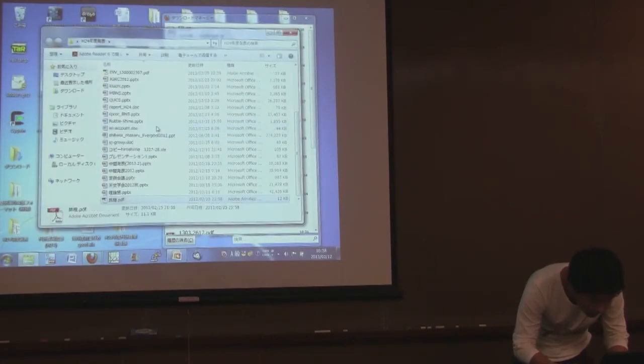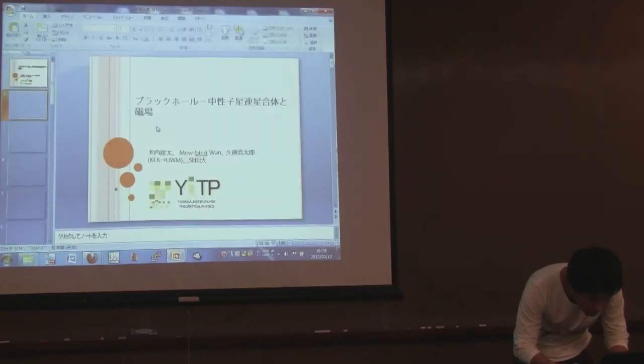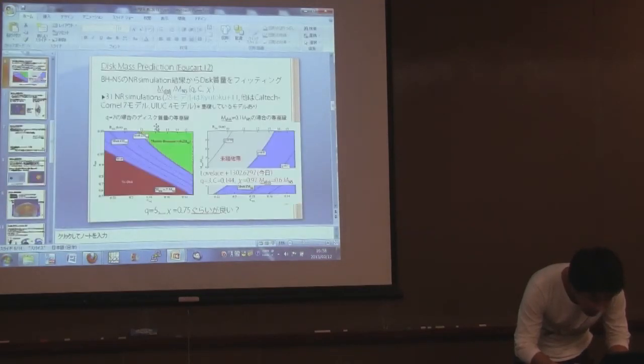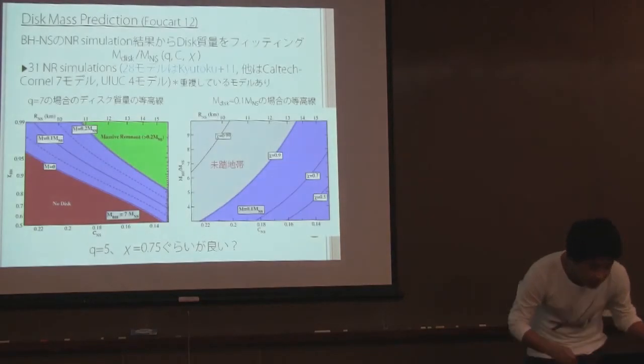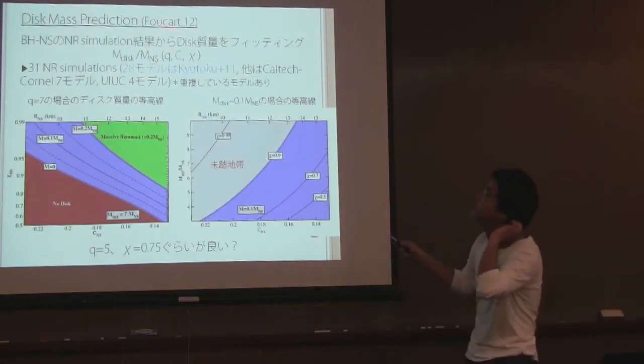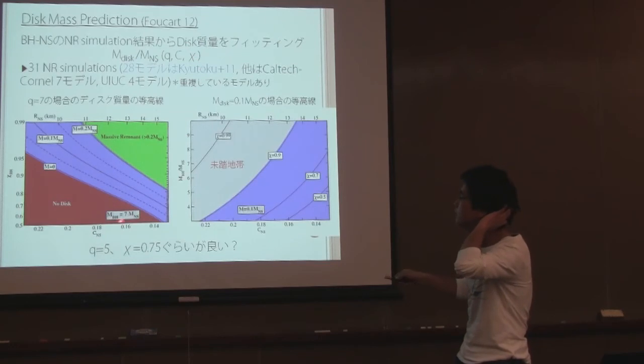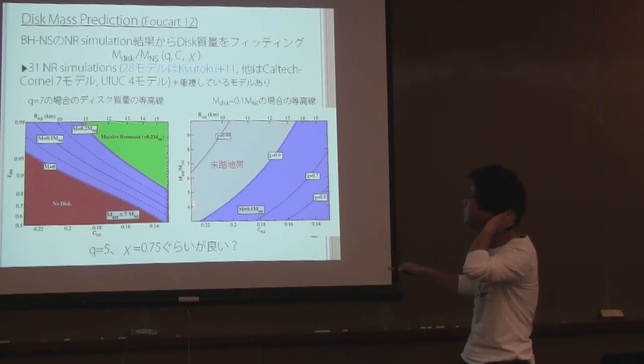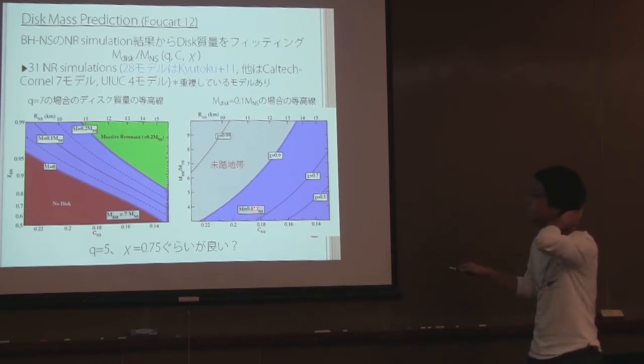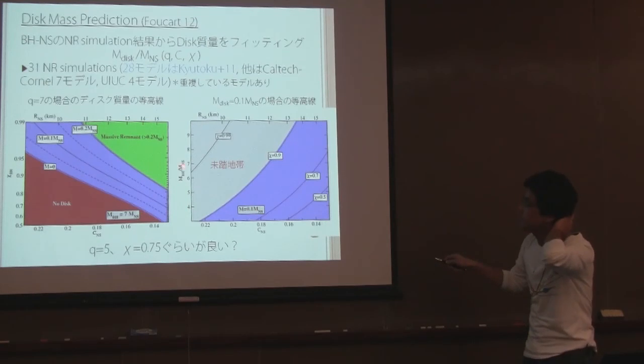Sorry, but I think this is a prediction of the disk mass done by Francois Foucart. This is the mass ratio of the black hole, and this is the compactness of the neutron stars, and the color in the disk mass is 10% of the neutron stars. If you assume a spin of 0.9, tidal disruptions occur even for a mass ratio of 7.